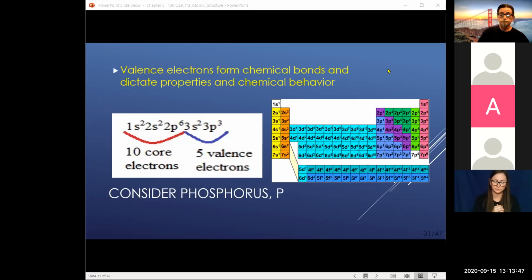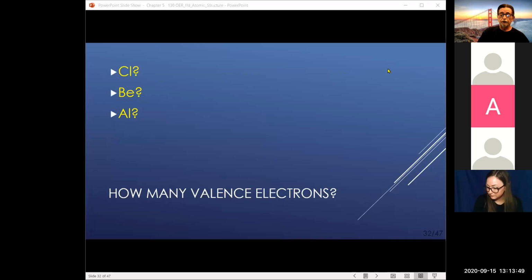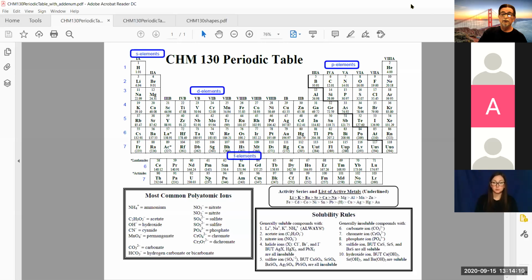Where am I? So if we look at the electron configuration, in this quick question, they're asking you to determine the valence electrons of chlorine, beryllium, and aluminum. Well, to do that, let me quickly pull up the periodic table because you don't have to memorize it. You just find it on the periodic table. I mean, you're welcome to memorize it. I'm not stopping you from memorizing by far, but use your periodic table.